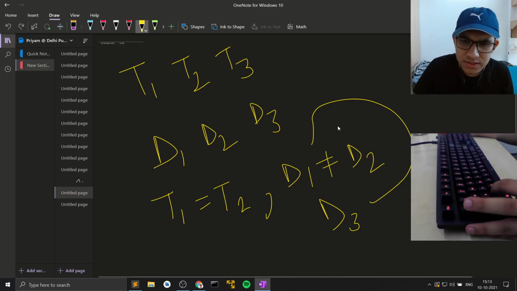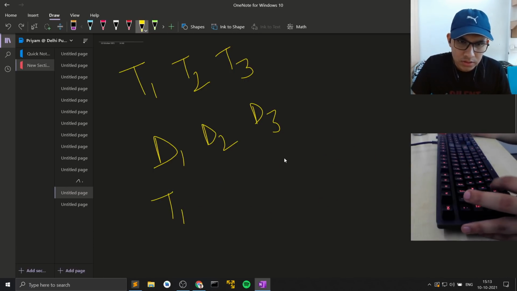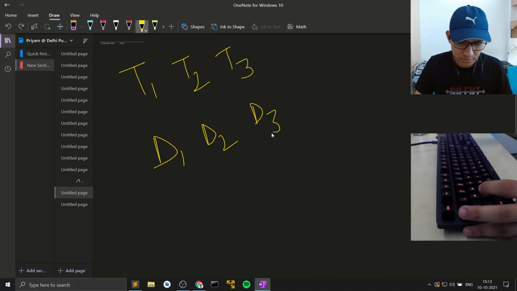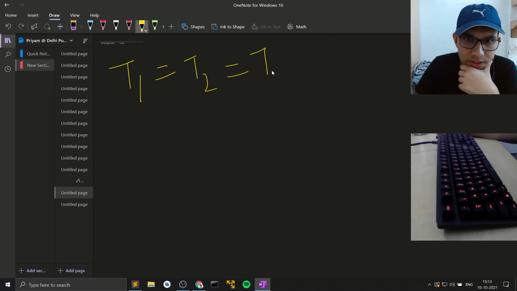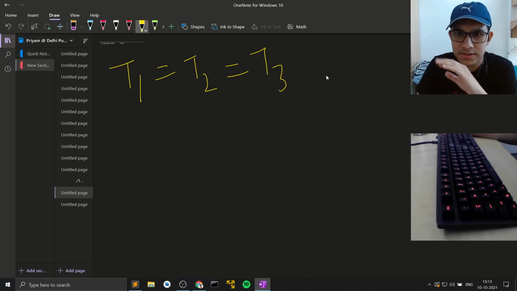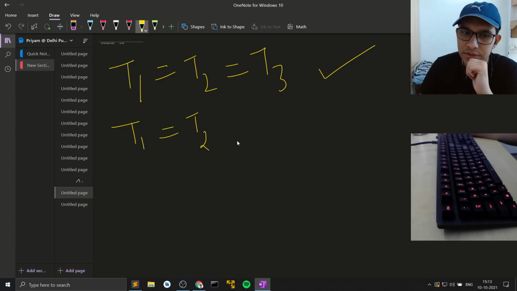Okay, but why not consider it like this? If we have T1 equals T2 equals T3, in this case, all the possible cases are valid. So we can consider this one. Then one of the cases, T1 equals T2. In this case, we know for sure that T1 is not equal to T2.